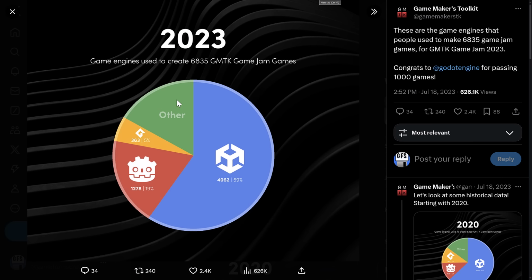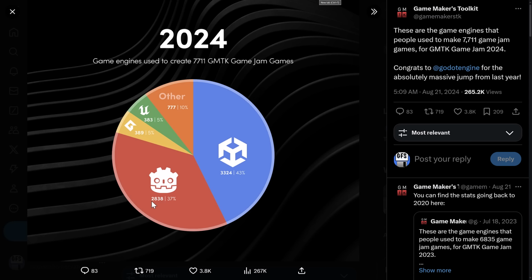So in the previous years, other just included Unreal Engine. If we slice off this little chunk right here, that's probably your 5% Unreal Engine. So I think it's been pretty static in that regard. But again, 19% or 1,278 games jumps to 2,838 or 37%. So if you look at this, you can almost guarantee at the current growth rates that you're going to see a reversal in the most popular game jam engine here, at least for this particular game engine.